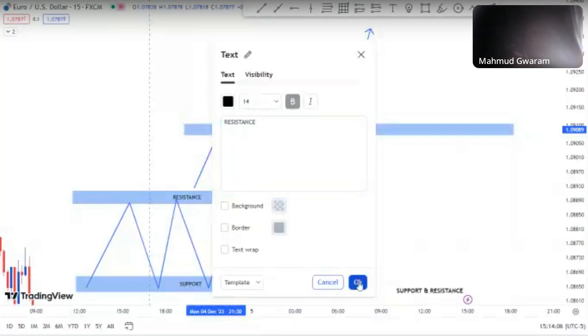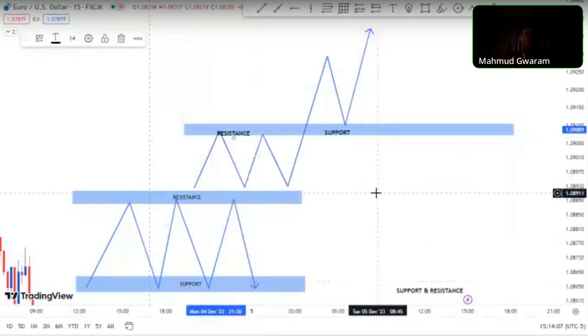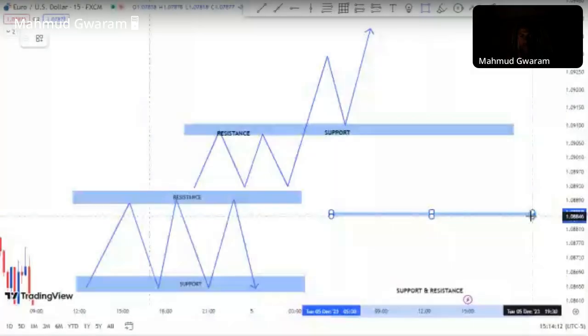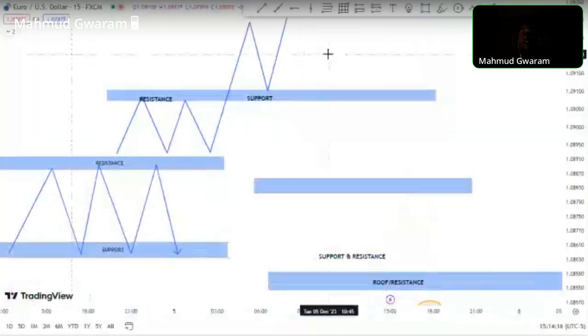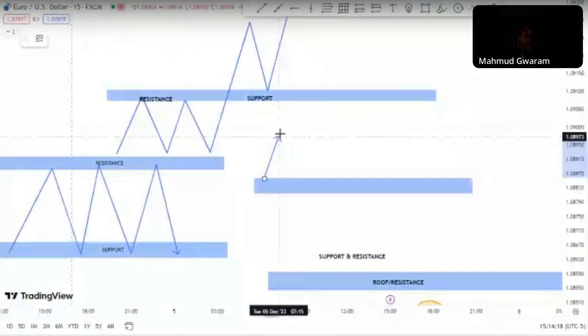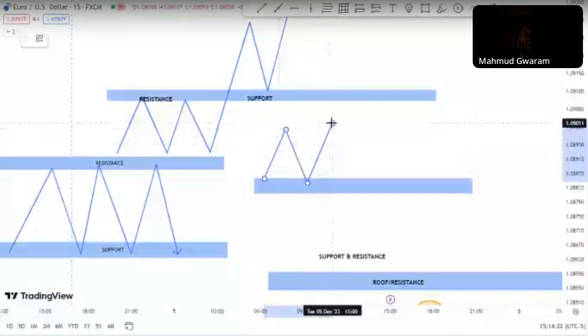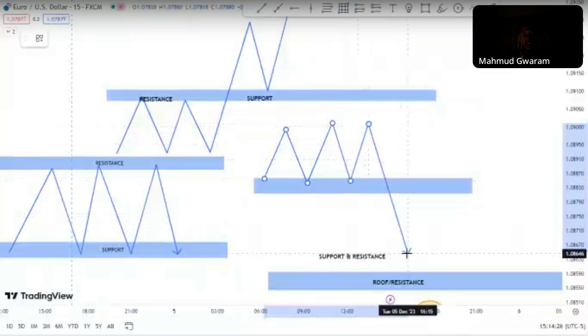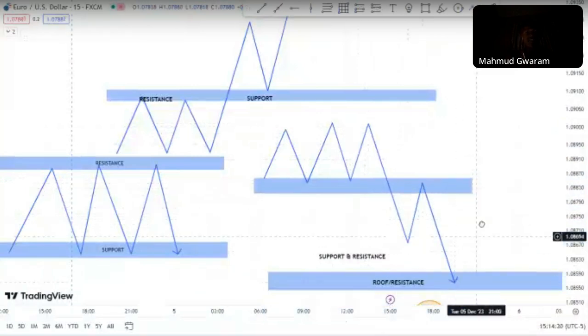This resistance. And there's also the opposite, where we have just one block. The market, this place will be acting as what? As support. Then you have a breakout. It will retest. It will now become what? Support. This resistance becomes support.